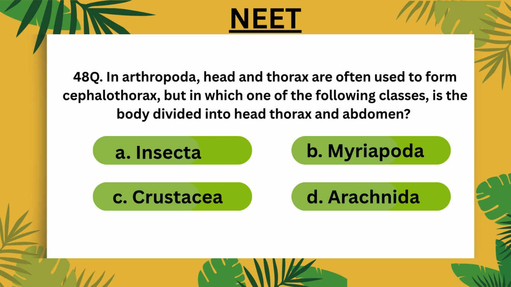Forty-eighth question. In arthropoda, head and thorax are often fused to form cephalothorax, but in which one of the following classes is the body divided into head, thorax and abdomen? A. Insecta. B. Myriapoda. C. Crustacea. D. Arachnida.